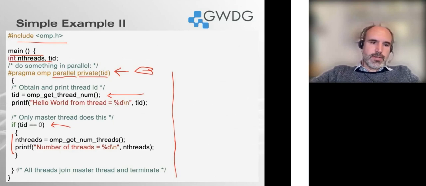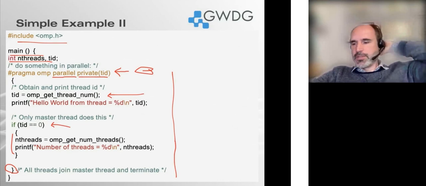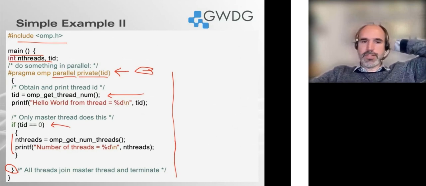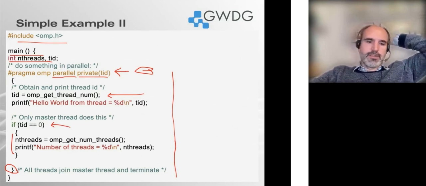And at this line here, basically, you end with your parallel region. It means after this line, with this bracket, we have an implicit barrier where we have to wait for all threads to join, and then the code will continue.